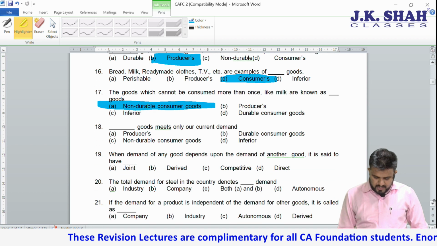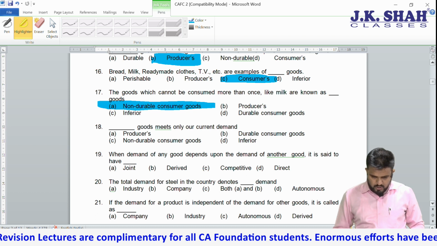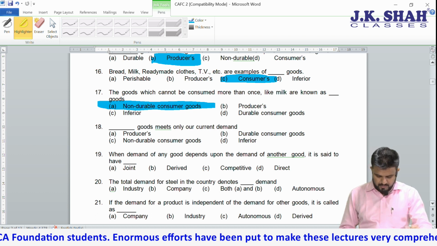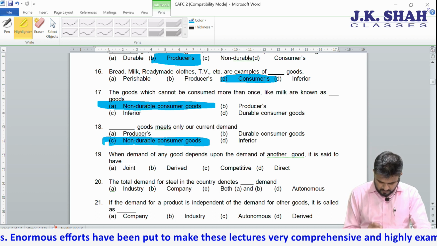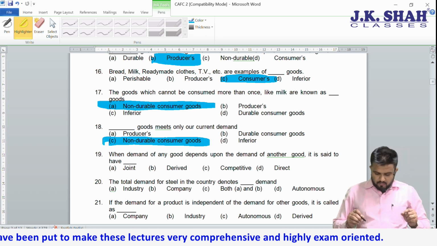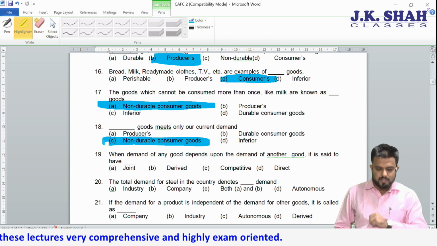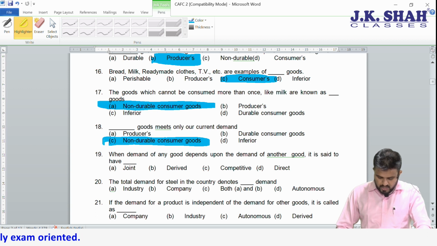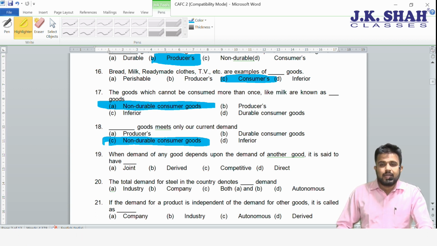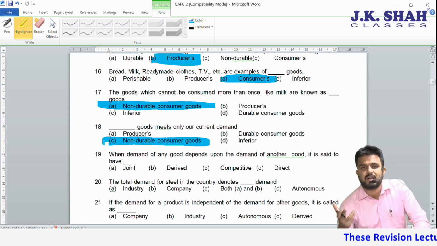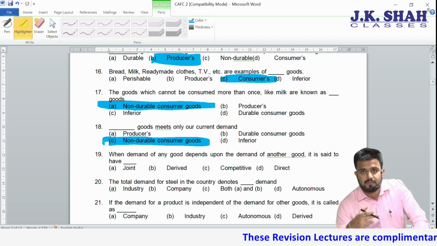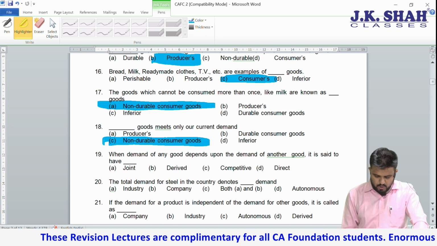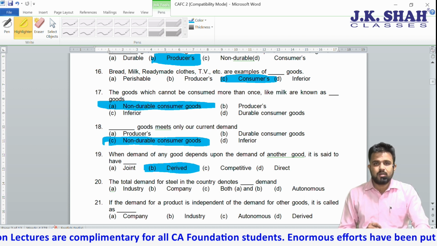Next is dash goods meet only our current demand. So again it is non-durable. Moving to the 19th MCQ now, when the demand of any good depends upon the demand of other goods, it is said to have dash demand. Then it's said to have indirect demand, students. Like if a machine was available, then a shirt was produced. So they are dependent on each other. So indirect demand is also known as derived demand. Answer is B.